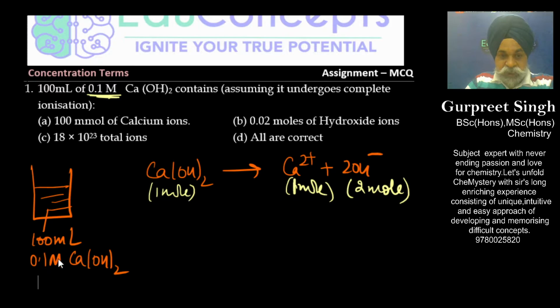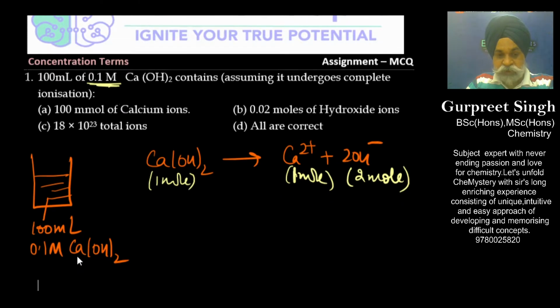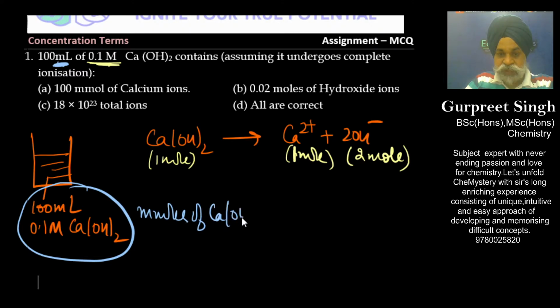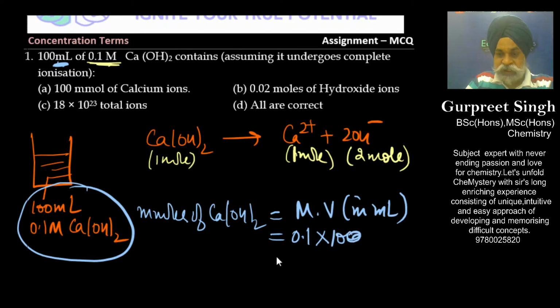So basically now if I ask how many millimoles I have, because this is in milliliters, I may say for calcium hydroxide, millimoles of calcium hydroxide is molarity into volume in milliliters. So molarity is 0.1, volume is 100, so I shall be having 10 millimoles. If I have 10 millimoles of calcium hydroxide, then 10 millimoles of this would give me 10 millimoles of this and 20 millimoles of this, as simple as that.